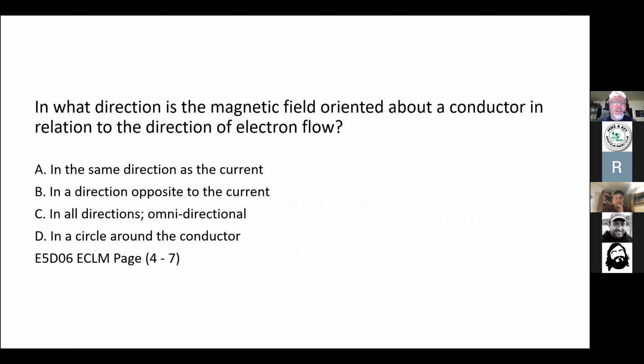In what direction is the magnetic field oriented about a conductor in relation to the direction of the electron flow? A, in the same direction as the current. B, in the same direction opposite to the current. C, in all directions, omnidirectional. Or D, in a circle around the conductor. D, Delta, is correct.